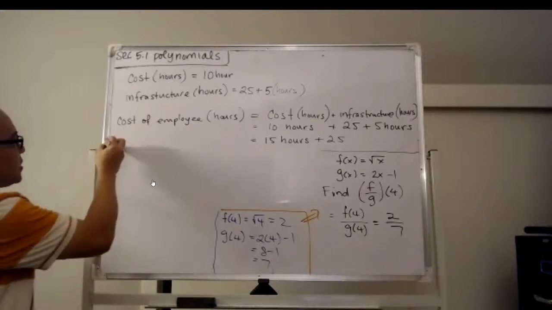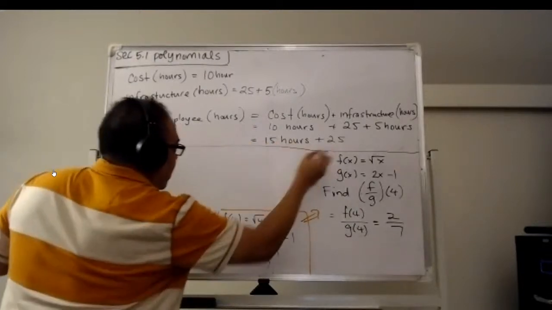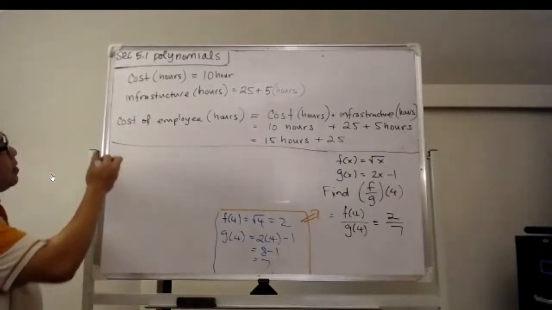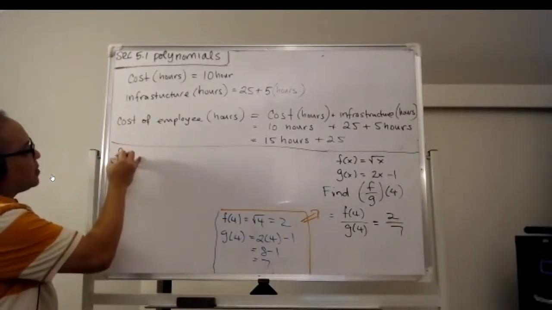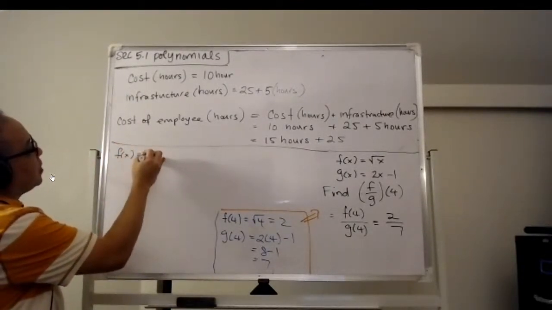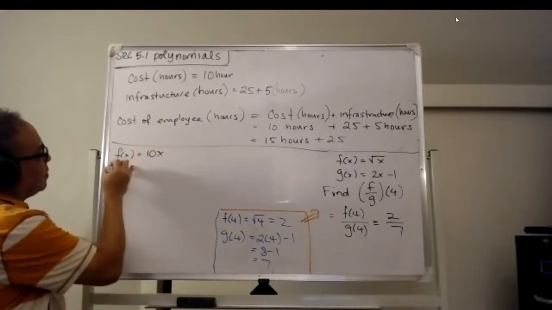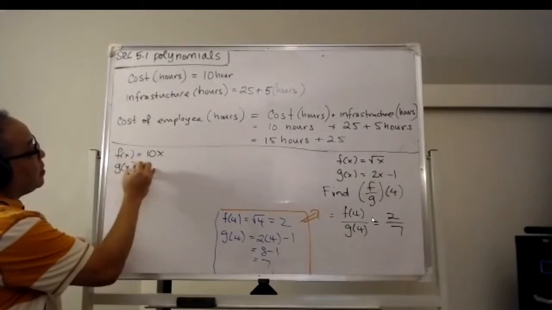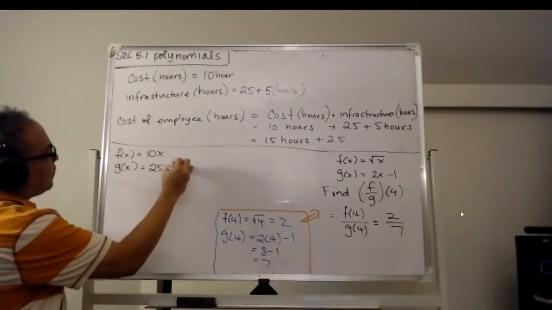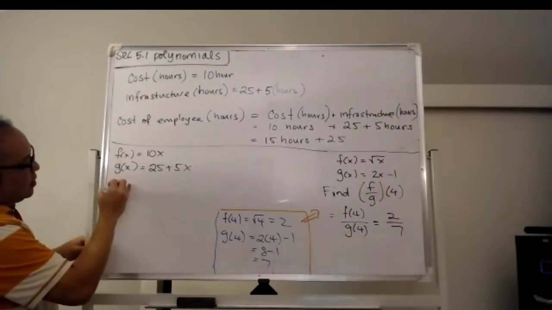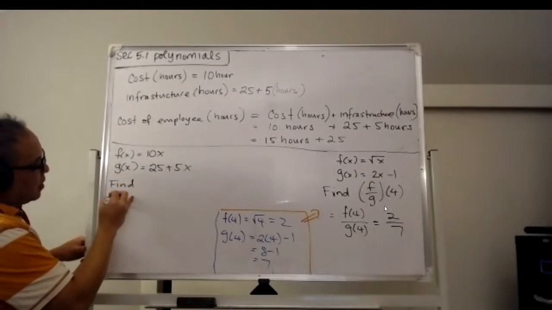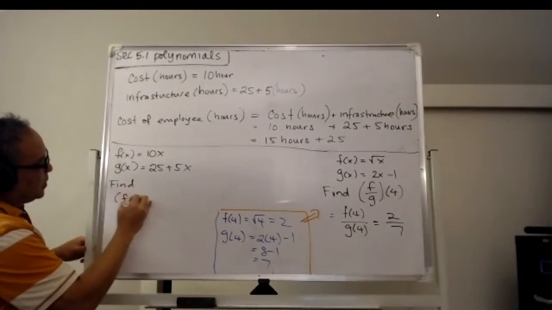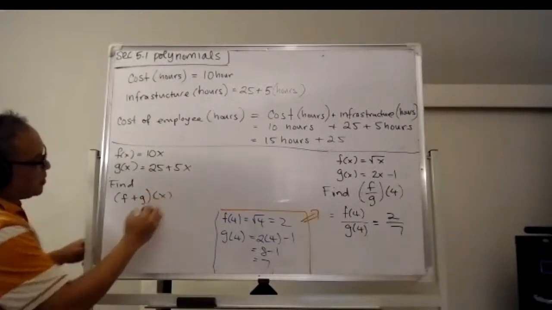Now, to see how this is represented in our homework, it'll look something like this. f of x is equal to 10x. g of x is equal to 25 plus 5x. Find f plus g of x.